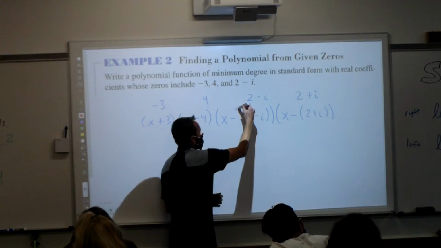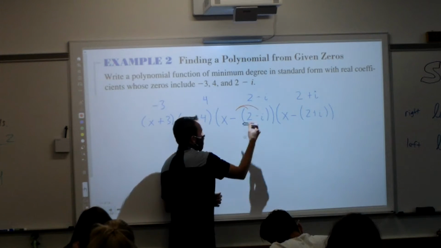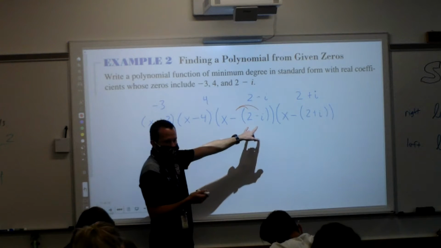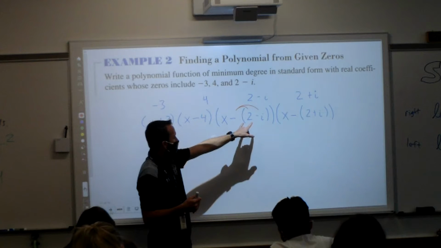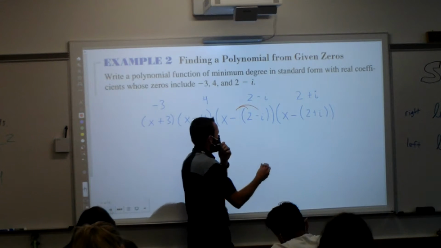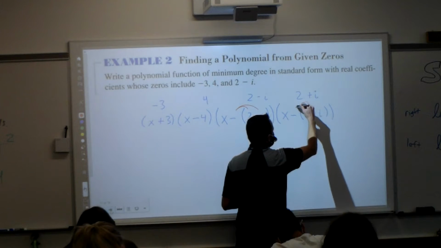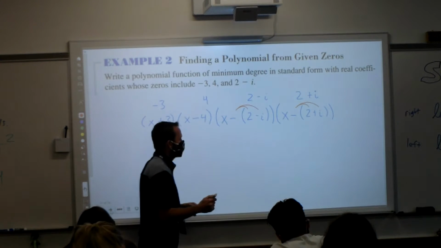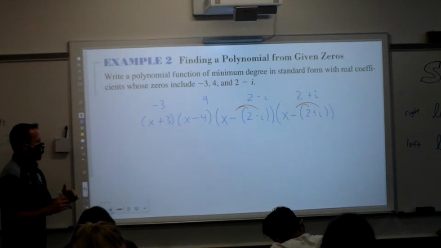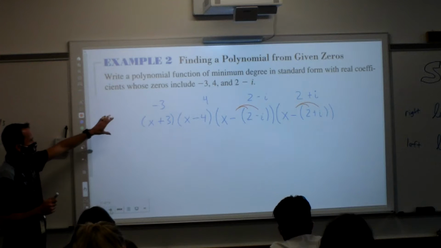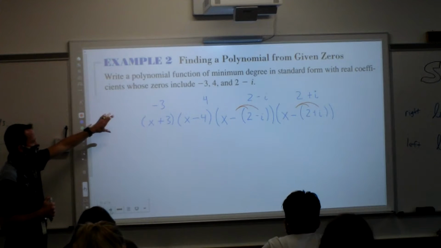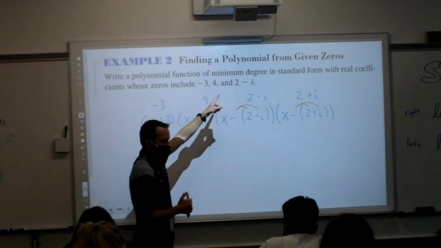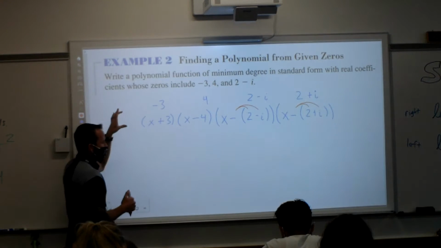The negative gets distributed. If I didn't write the parentheses, I might forget that. So I'm going to make sure I distribute that negative, and then here I need to distribute that negative. Okay, let me back up a second. So what is this? This is our polynomial that has these roots, but this is in factored form.